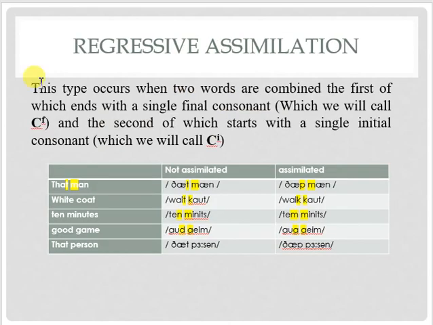First, dealing with regressive assimilation. Keep in mind, girls, that in regressive assimilation, if you have two words or two neighboring sounds, the second sound, which they call the initial consonant, affects the final consonant of the first word. In other words, the final consonant is affected by the initial consonant of the second word.